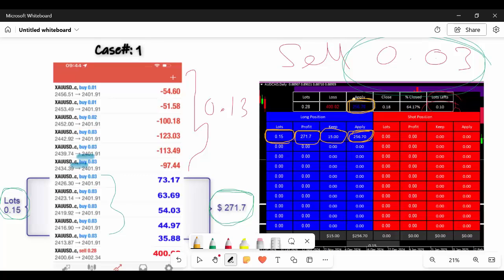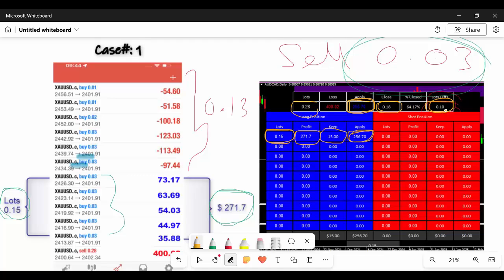Did you see? Yes. That's why when we press enter, the calculator said from the sell 0.28, we must close 0.18, and that 0.18 is 64.17% of the total lot size here. And what is going to be left on our sell is going to be 0.10. Mr. Oyewole, did you get what I explained? Yes, I got all the way you went about everything.